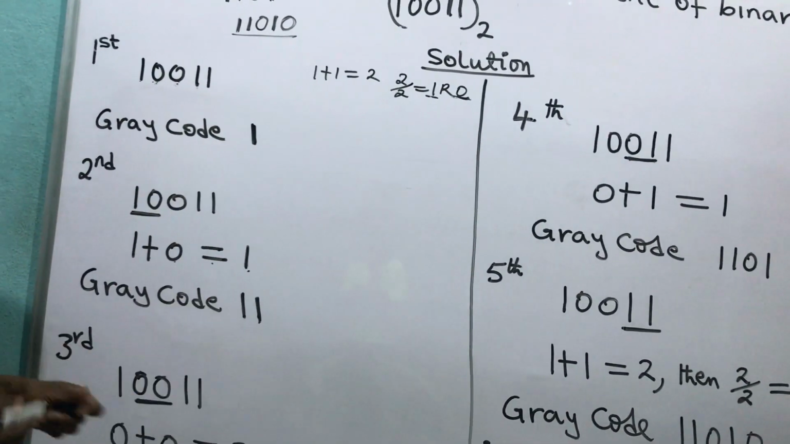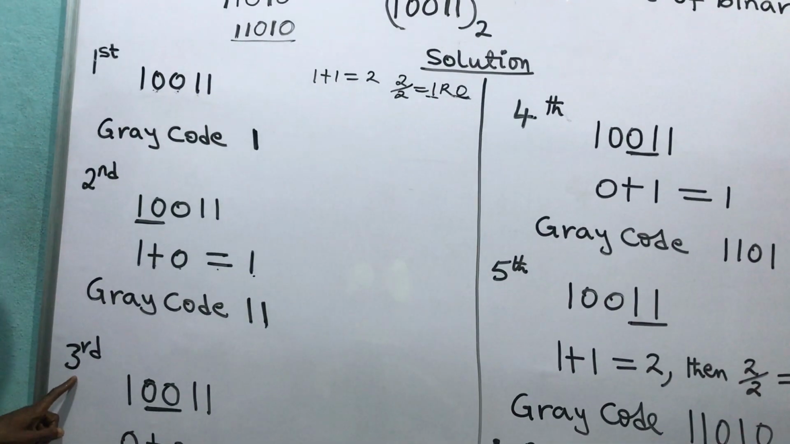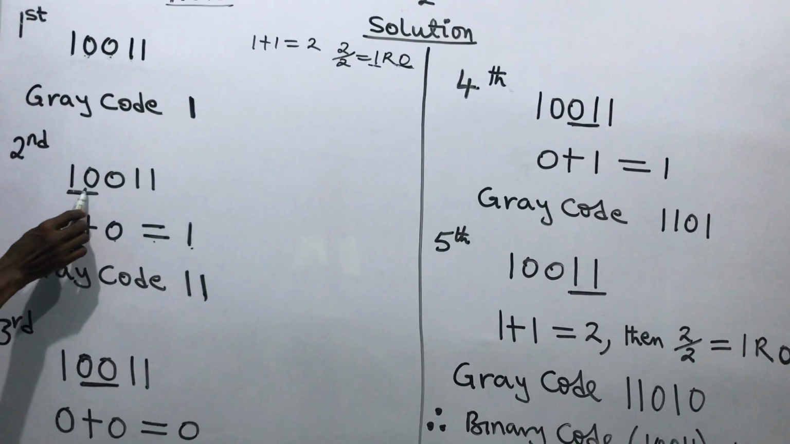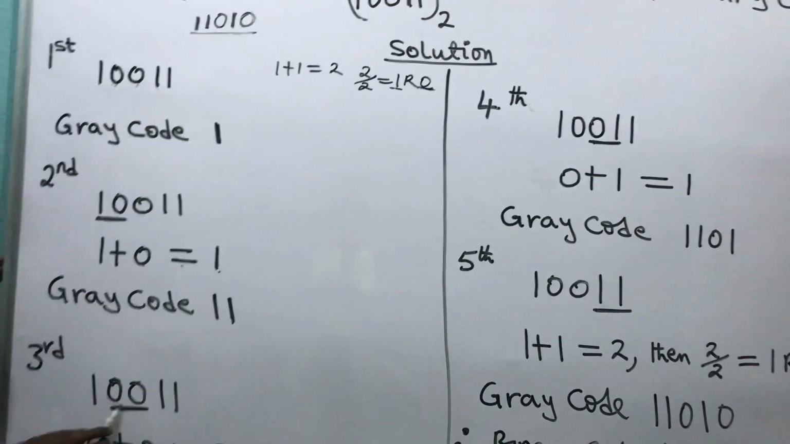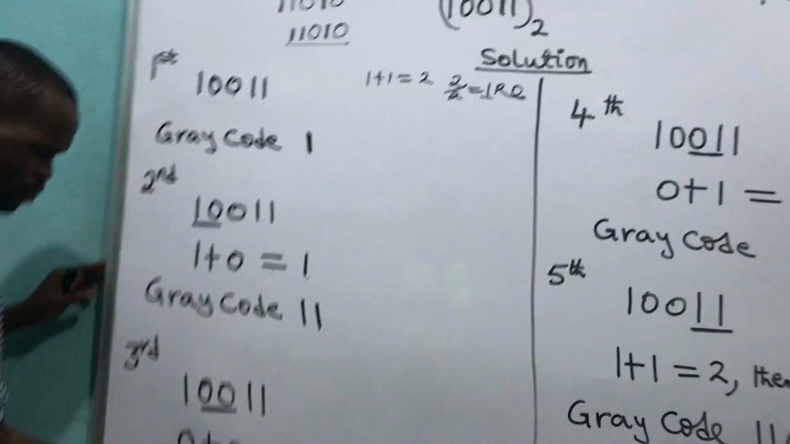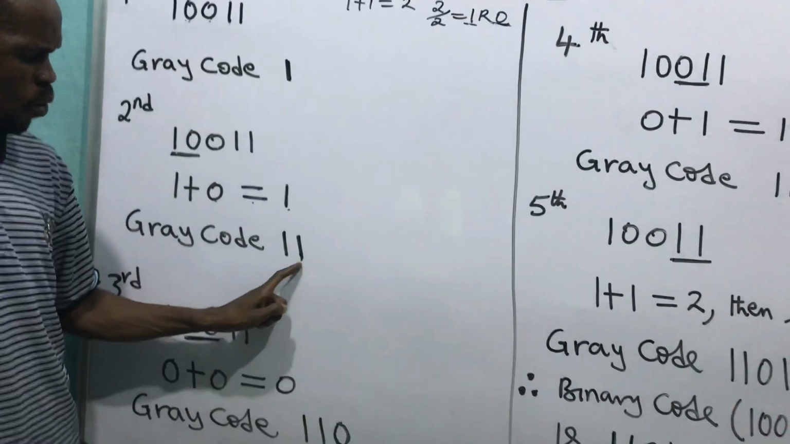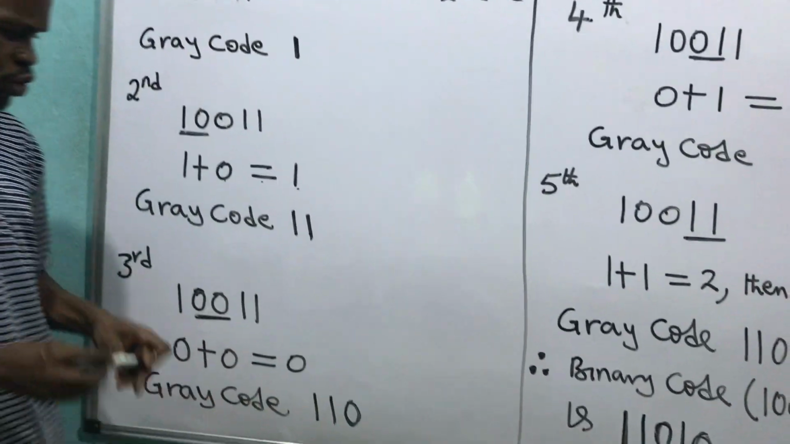Look at the second one. Then the third step will be what? I have added this to this. So I will add this to this. Look at it, 0 plus 0. And that means 0 plus 0 gives me what? 0. Therefore, my next gray code becomes 1, 1 and what? 0. That's what you see here.